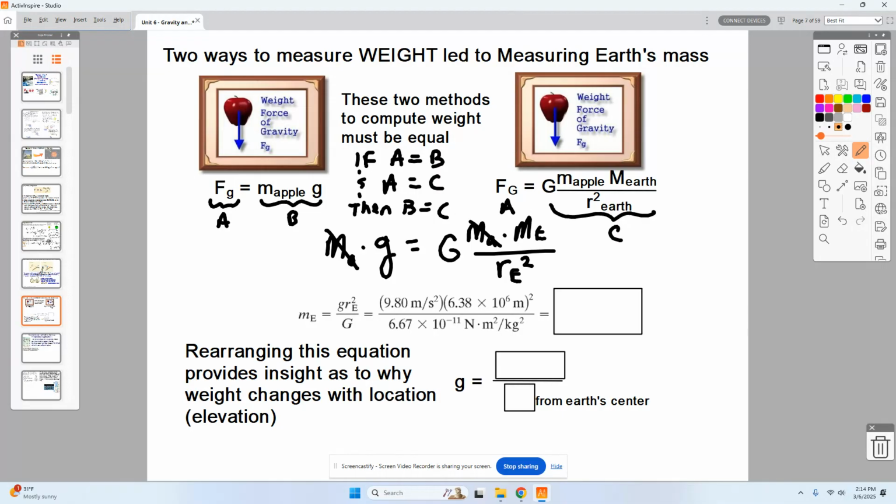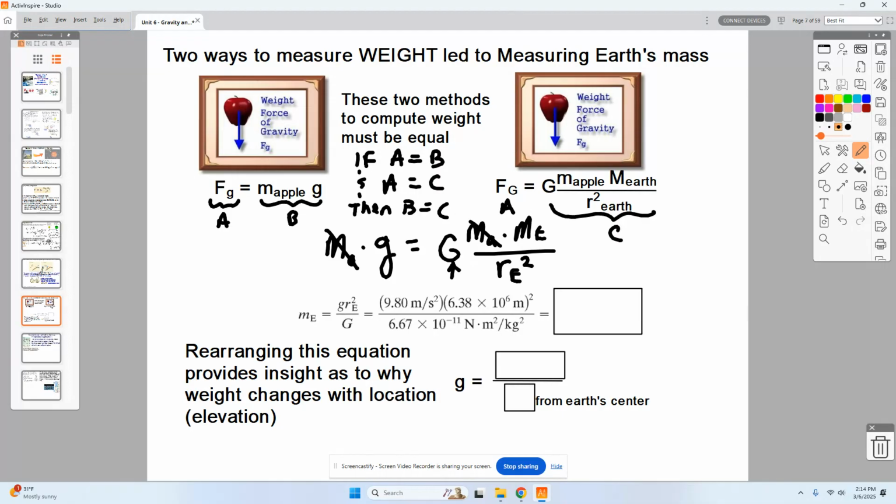When Cavendish measured that value, 6.67 times 10 to the negative 11, we were then able to compute the mass of the Earth because it's related to the local acceleration due to gravity and how far away we are from the center of the Earth. I'm going to ask you guys to do that, right? Plug those numbers into your calculator.